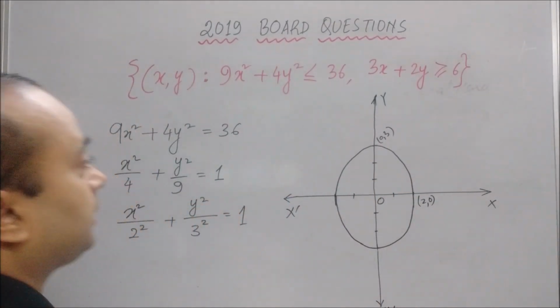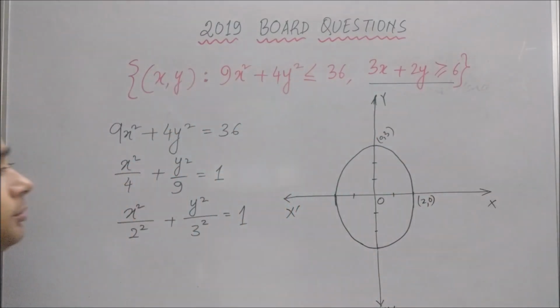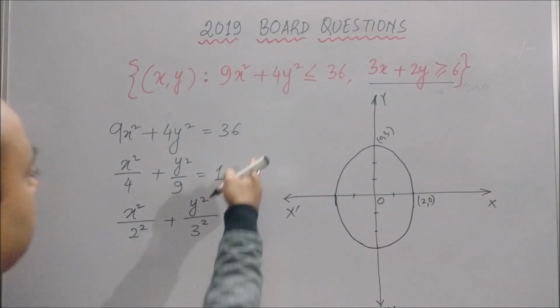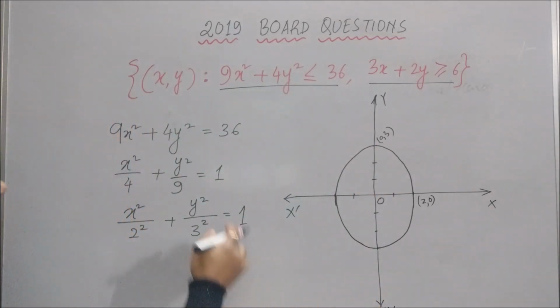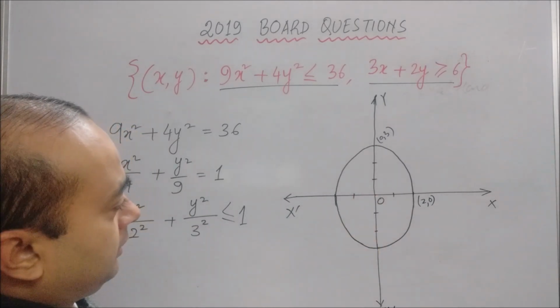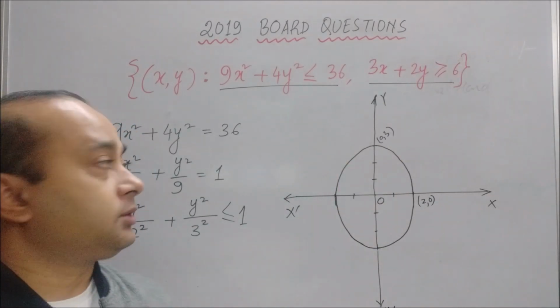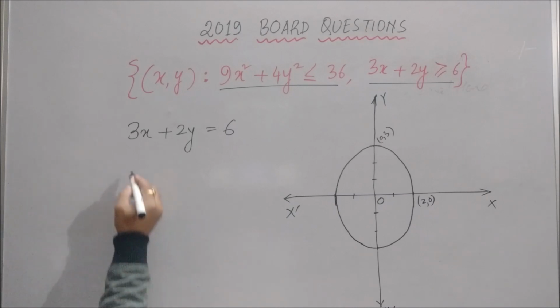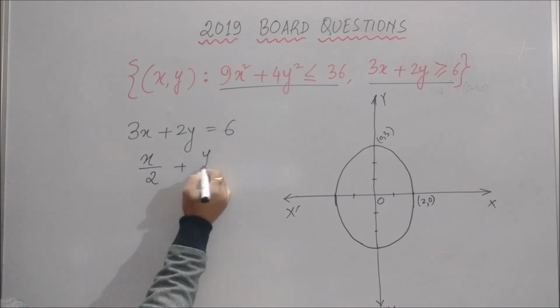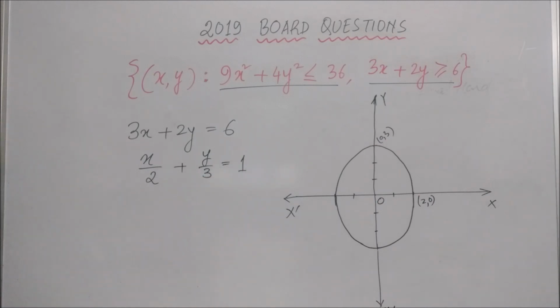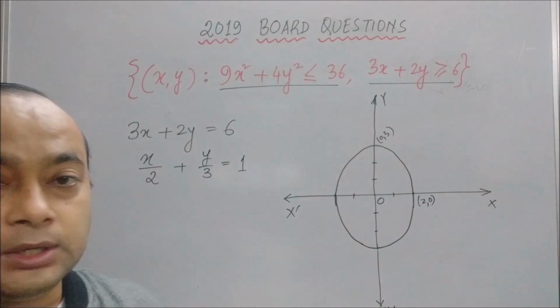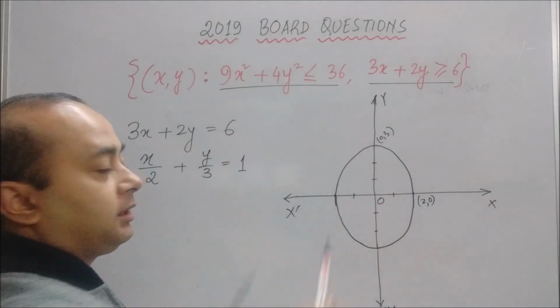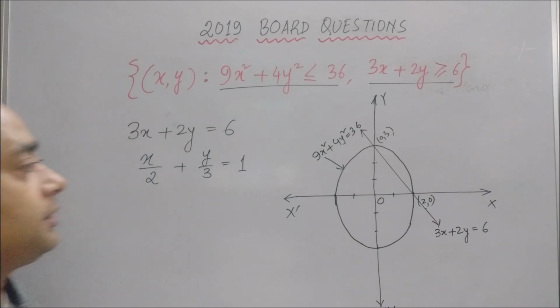Now we have to draw the diagram of this line. Before drawing the line, we must know that this region is the inside region, because whenever we write this is less than 1, that means the point (0, 0), if you consider it, will follow this inequality. So we have to take the region inside the ellipse. Now let us draw the straight line. It's 3x plus 2y equal to 6. So x by 2 plus y by 3 equal to 1. So it will be the straight line passing through (2, 0) and (0, 3). So the straight line will pass like this.